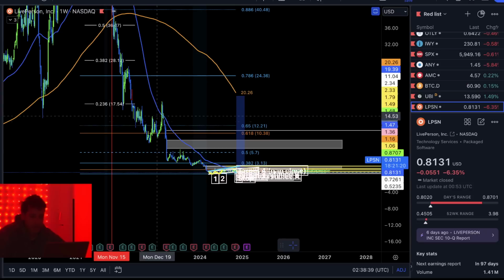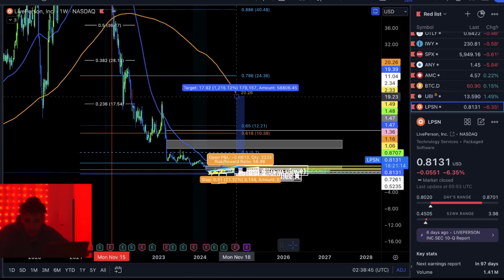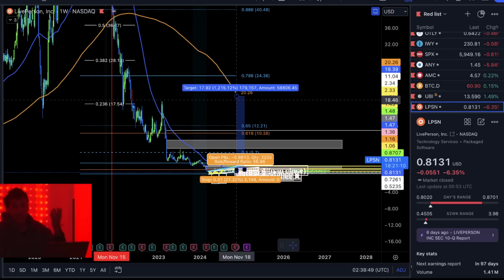And if that breaks, there's not really a strong level of resistance there either. You'll be a little bit in no man's land, and price could easily then float up and test the 200 period simple moving average on the weekly time frame, which is at $20.